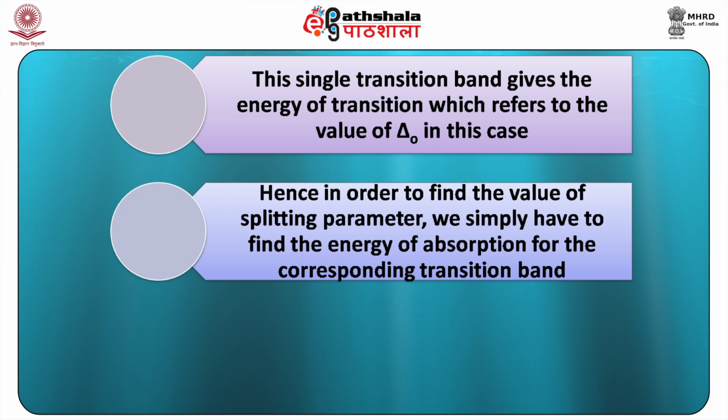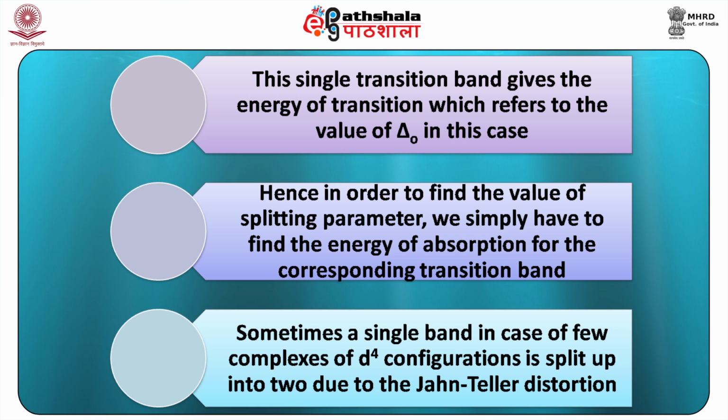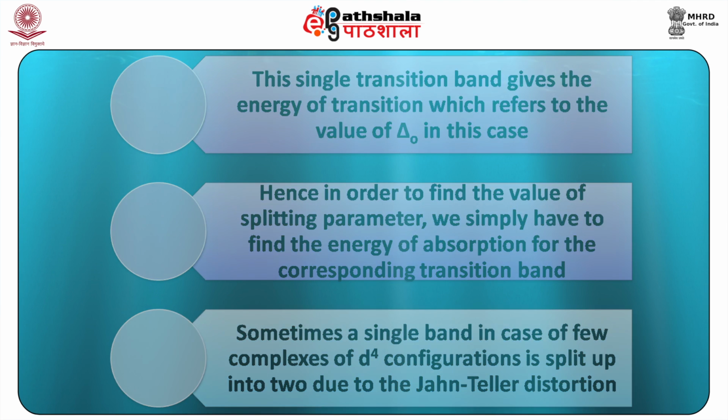Hence, in order to find the value of the splitting parameter, we simply have to find the energy of absorption for the corresponding transition band. Sometimes a single band in the case of a few complexes of d4 configuration is split up into two due to the Jahn-Teller distortion.